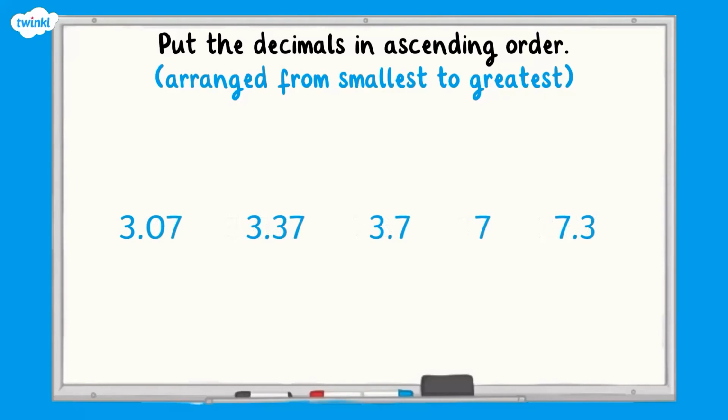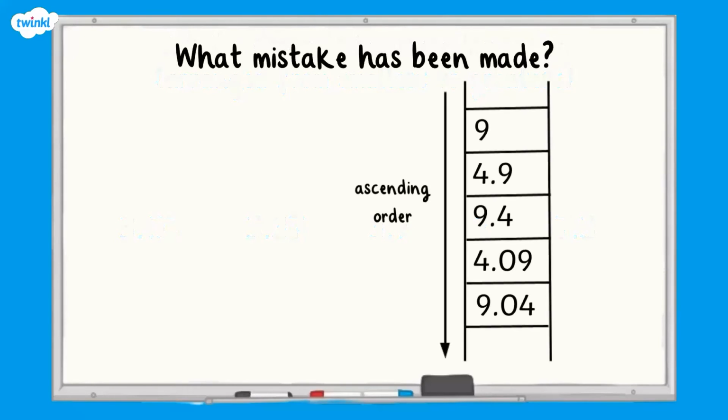3.07, 3.37, 3.7, 7 and 7.3. What mistake has been made when putting these decimals in ascending order? Pause here to identify the mistake and put the numbers into the correct ascending order.